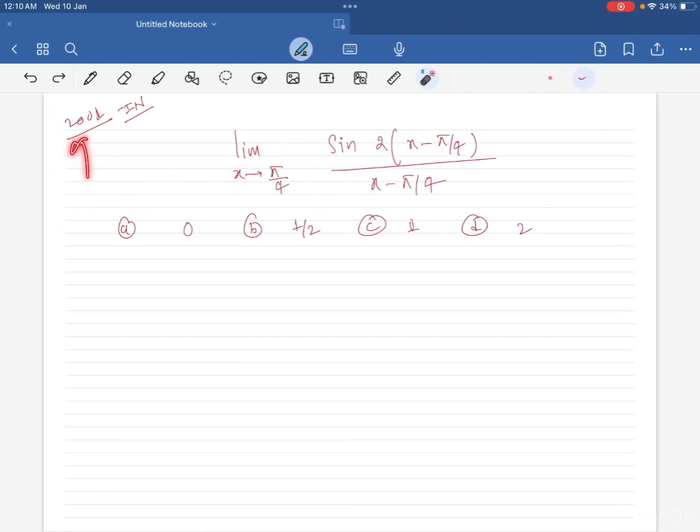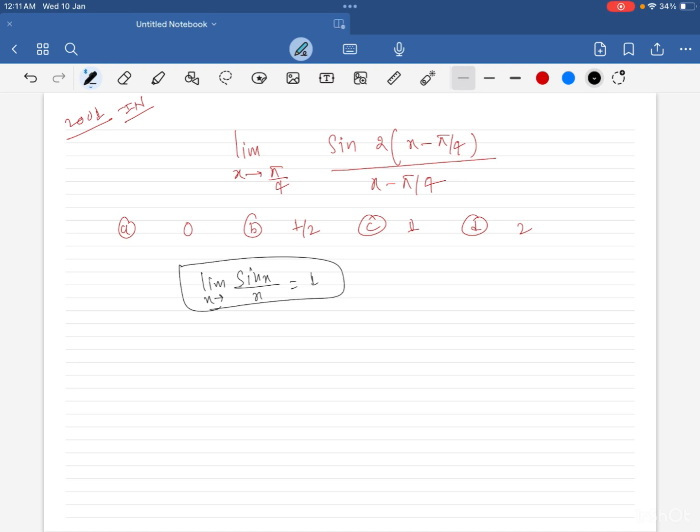So this is from 2001 IM. So how can you proceed with this? You know that sin x divided by x, limit x tends to 0, that is 1, right? So you can make this one similar to this by multiplying it with 2, and to adjust this you will have to multiply here with 2, right? And this limit is 1, right? So 2 times 1 is 2.